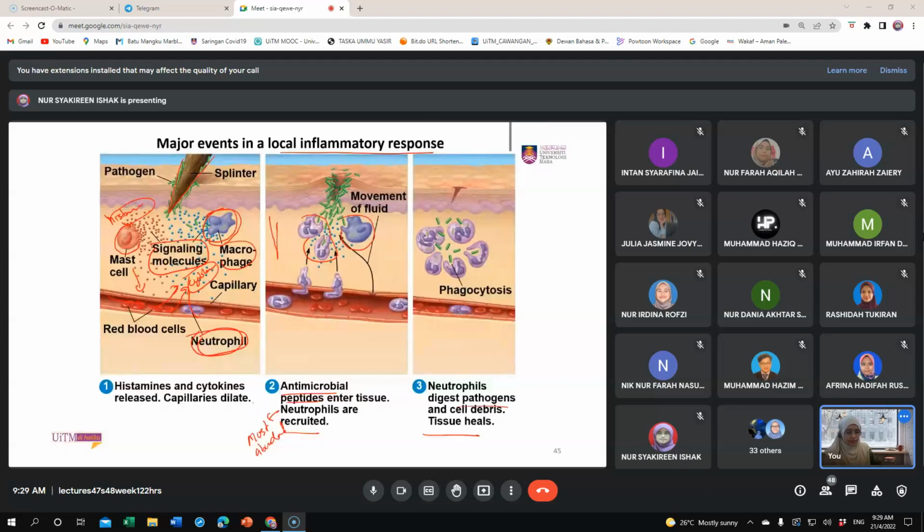Okay, so the warmth just now, it will cause redness and also warmth. Okay.